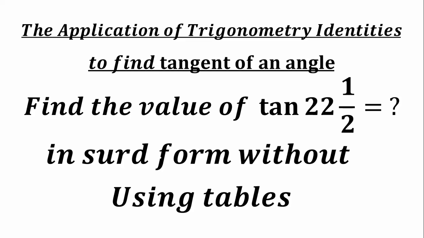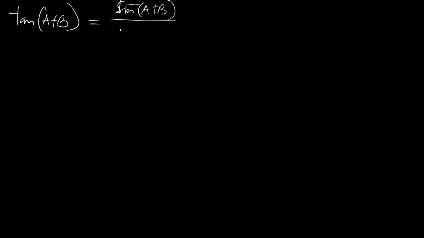This video is all about finding the value of tan 22 and a half. To do this, we need to apply a trigonometric identity. So, let's begin. Now, we know that tan(A plus B) is equal to sine(A plus B) divided by cos(A plus B).